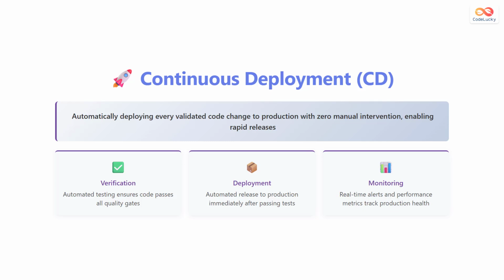Second is deployment, where the code is automatically released to production immediately after passing all tests. Third is monitoring, where real-time alerts and performance metrics track production health continuously. This automated approach means users get new features and bug fixes within minutes or hours of code commits, rather than waiting weeks or months for traditional release cycles.